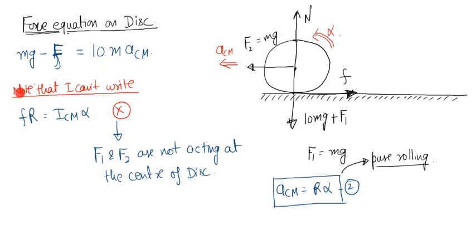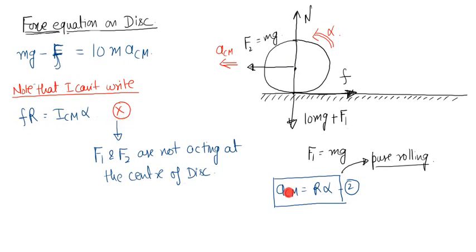Now it is important to note that I cannot write torque equal to ICM into alpha. It is a common mistake which students commit when I give this problem in class, that they try to use this diagram to write the torque equation. The torque equation says that the torque of all forces about the center of mass is equal to ICM into alpha. But in this case, I cannot use it, because F1 and F2 are not acting at the center of the disk. I do not know their point of application.